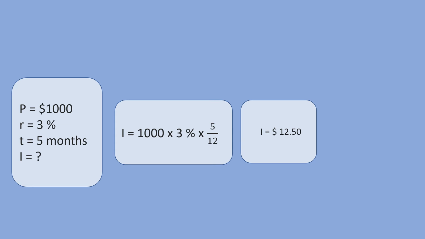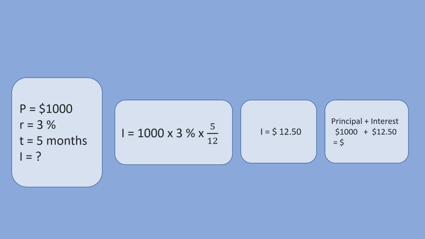So it means that the $1,000 that I have borrowed from the bank will charge me interest of 12.50. So the total amount that I owe and will have to pay back the bank will be the principal amount of $1,000 plus the interest, that is 12.50. So I'll pay back a total of $1,012.50. This is the amount that I'll pay back to the bank.